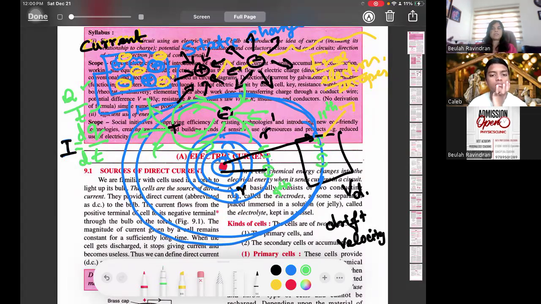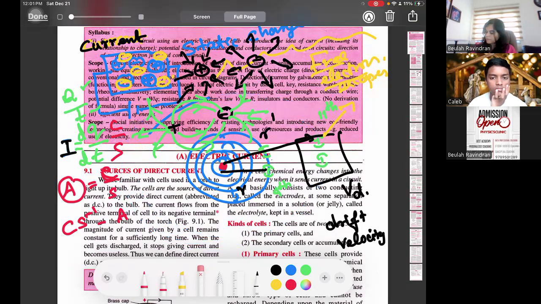Understood? The amount of charges flowing per second is taken as current, and it is defined by the unit ampere. So its unit is ampere, or we can say the unit of charge is coulomb, time is second. So coulomb per second. The charges are measured in coulombs. Clear? Coulomb per second or ampere. So this is the SI unit for current: ampere.